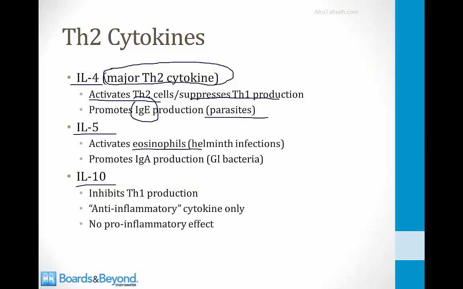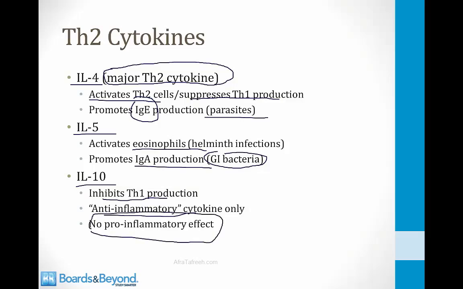It's also very important in the development of allergic diseases. IL-5 is important for activating eosinophils and helminth infections. It also promotes IgA production, and the IgA antibody is very important for mucosal immunity against GI bacteria. IL-10 inhibits Th1 production. It's very unusual in that it is an anti-inflammatory cytokine, and it has no pro-inflammatory effect.